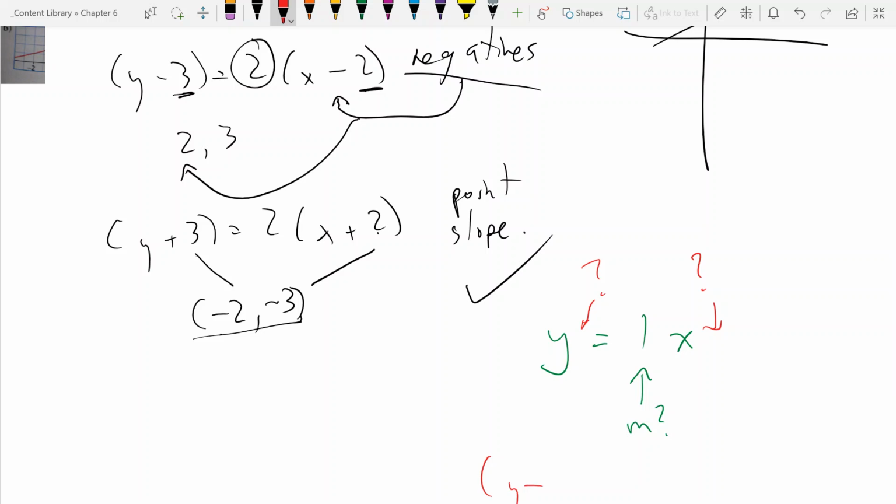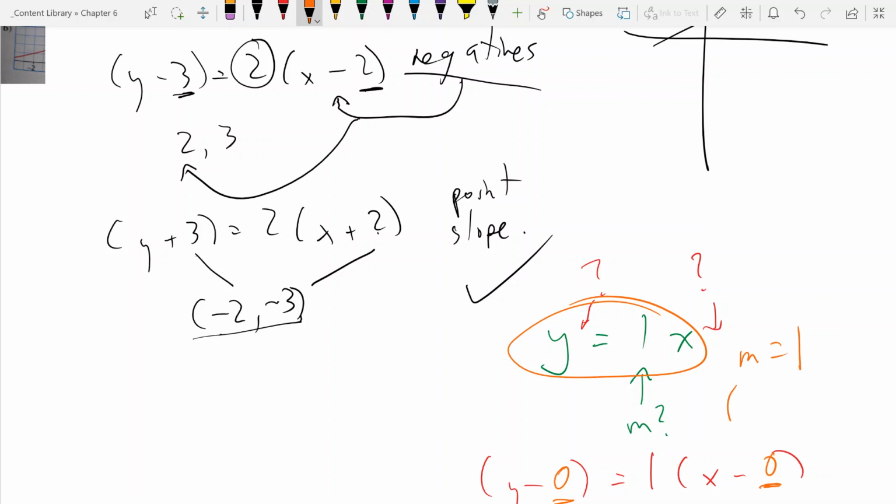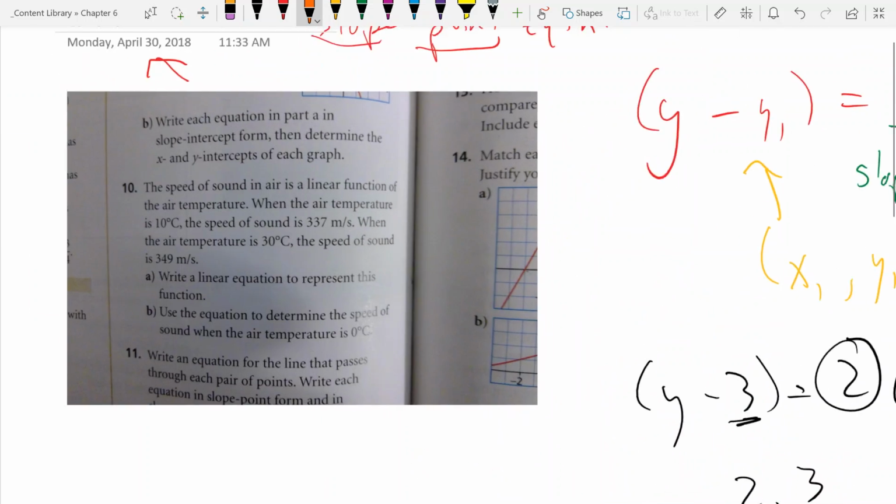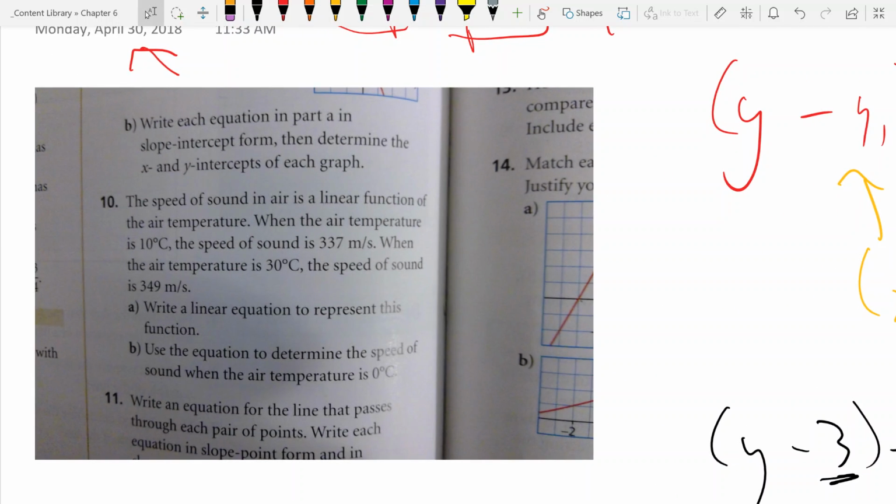So if I wrote it like this, and I want to think, okay, what goes in those spots? The only number I can put that wouldn't actually change the equation is 0. So in an equation like this, the slope would be 1, and the point would be 0, 0, which is the origin. And if you look at this equation, it makes sense. Those are the tricky ones, if there's a number missing, either for the slope or for a point.